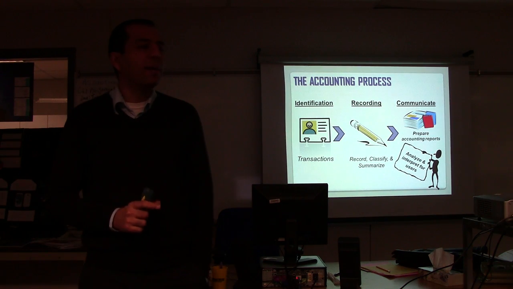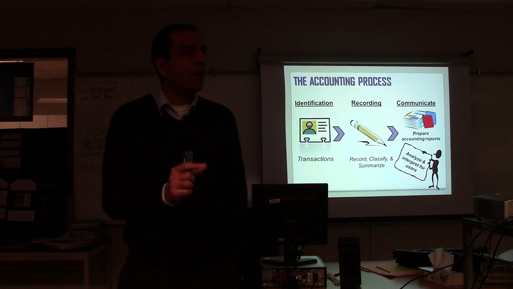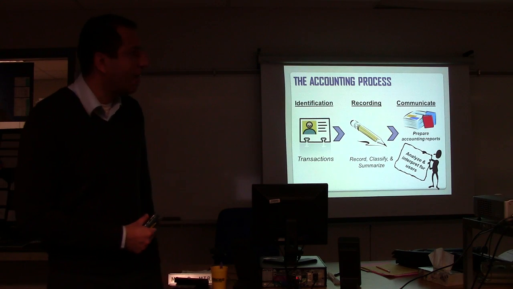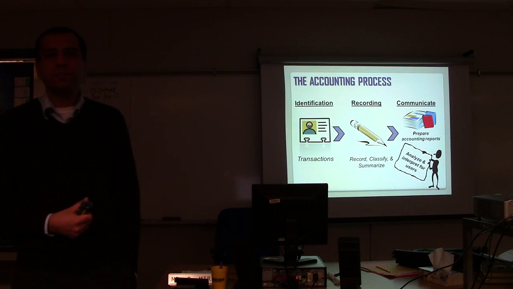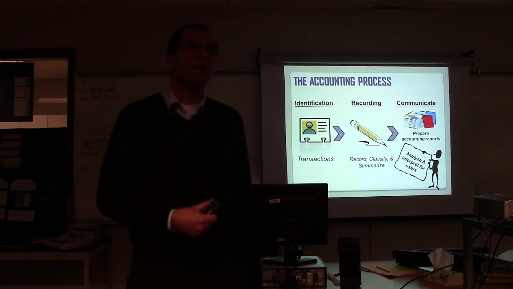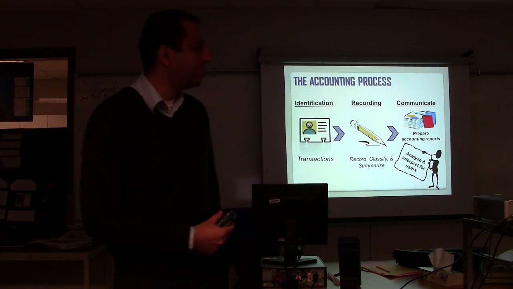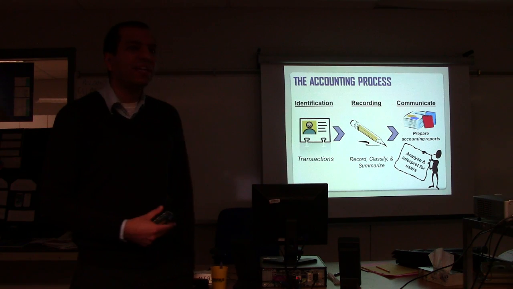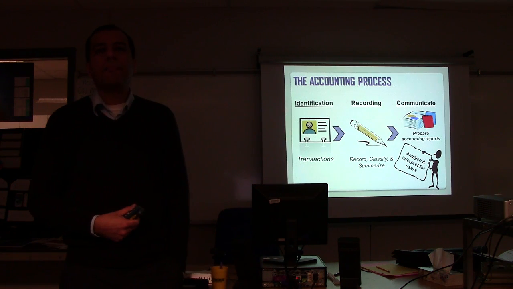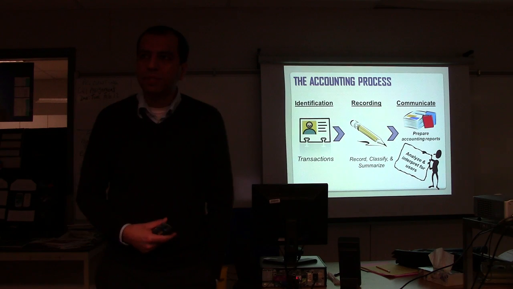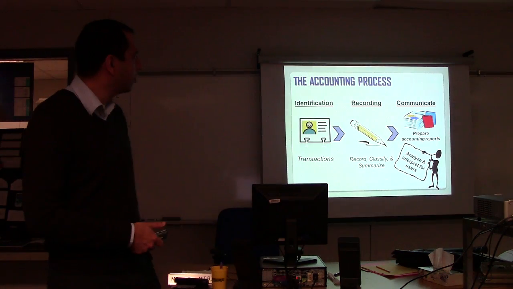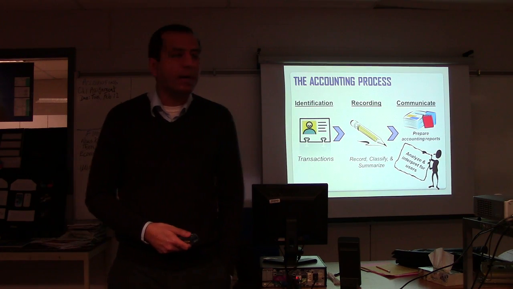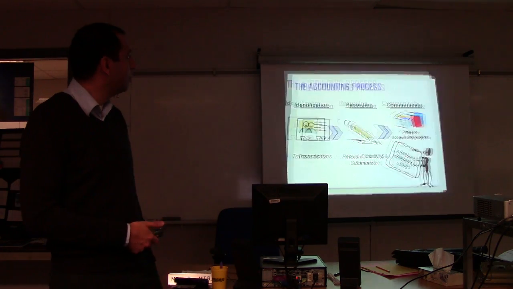So you have to identify if a transaction has actually occurred or not. That's your major step. And once you know which transaction has occurred, then you can move on to the next step, which is the recording process. In the recording process, we have three different steps. We've got actually recording it, classifying it, and summarizing it. We'll talk about those things as we process through this chapter, and then we have the communication step as well.